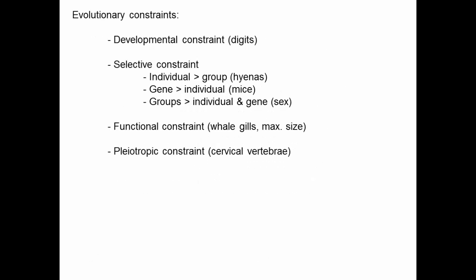So when we look at our evolutionary constraints, we have developmental constraints with our example of the digits. We have different selective constraints. So individual level selection beating out group selection in hyenas, gene level selection beating out individual level selection in mice, groups actually beating out individual and gene-level selection in the evolution of sex, which we saw earlier. We have functional constraints, gills and maximum size of organisms, and we have pleiotropic constraints, for example, with our cervical vertebrae. So while a lot of evolution has occurred over evolutionary history, the amount that's occurred and the traits that we've seen are actually a small fraction of maybe what could have been if we didn't have these constraints.